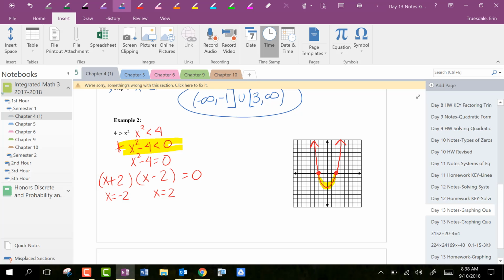Negative 2 and 2. But I want to write it with parentheses because I don't want to include the negative 2 or the 2, because it just says strictly less than 0, not less than or equal to. Okay, so since it's strictly less, I want to start from after negative 2 to before 2 and not include those values. Do you have any questions on that?